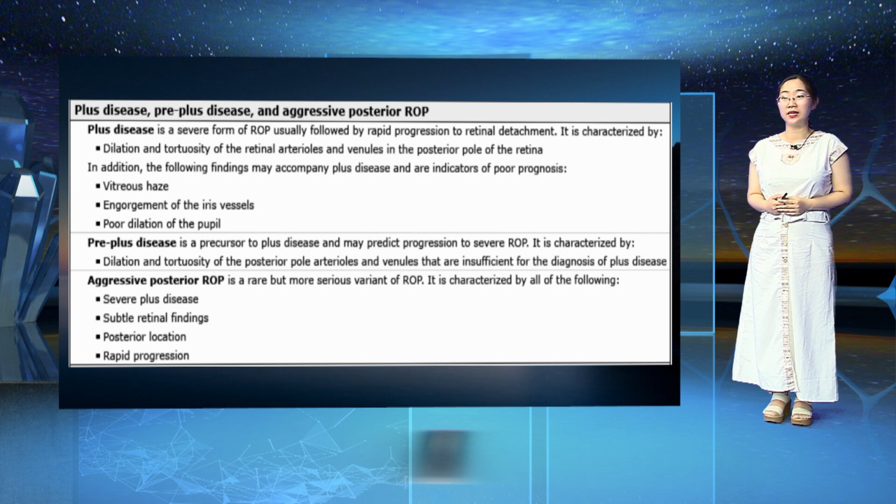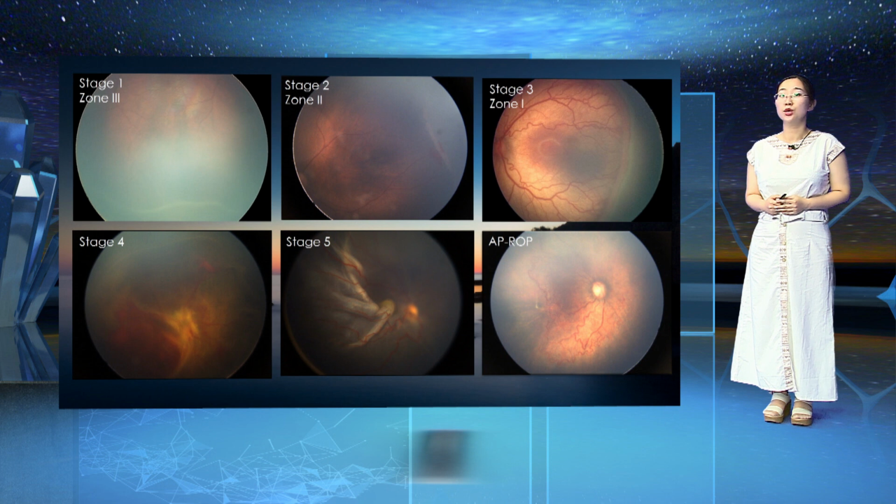Aggressive posterior ROP, also called APROP. An uncommon, rapidly progressing severe form of ROP designated APROP was later added to the classification. Characteristic features of this type of ROP are a posterior location, plus disease, and ill-defined nature of the retinopathy, which usually progresses to stage 5 if untreated. From the fundus photograph, we can see the different stages from 1 to 5. The last one is APROP.